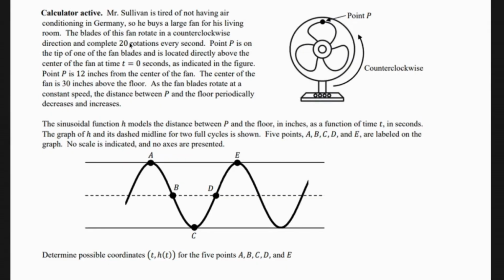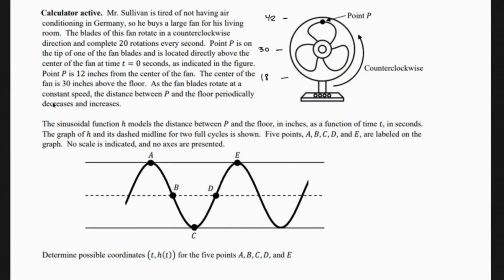Point P is on the tip of one of the fan blades, like so, and is located directly above the center of the fan at the very beginning. So it starts at the top. Point P is 12 inches from the center of the fan. The center of the fan is 30 inches above the ground. So you would be 42, and 30 minus 12 would make you 18 inches above the ground.